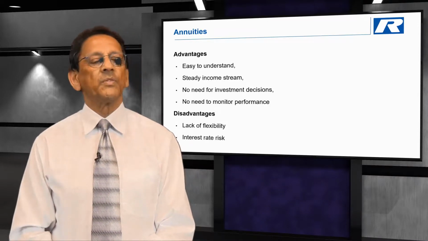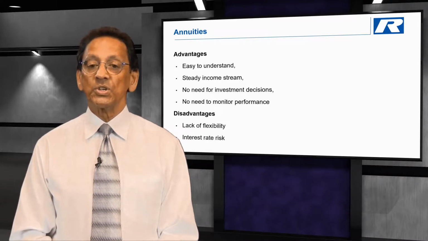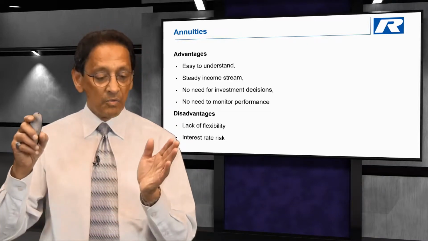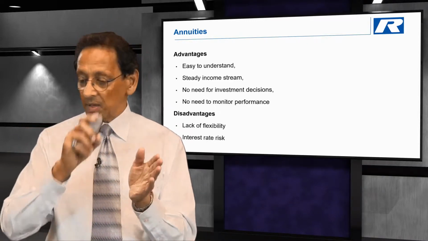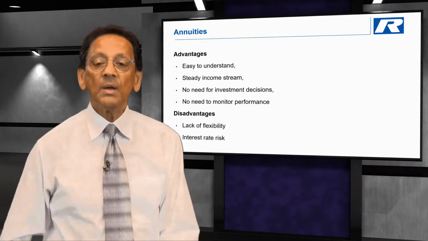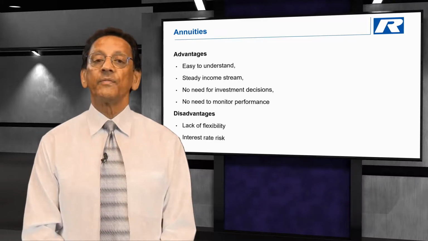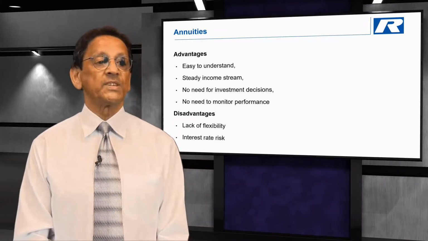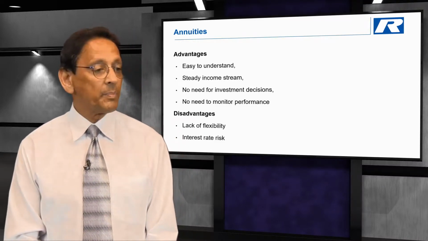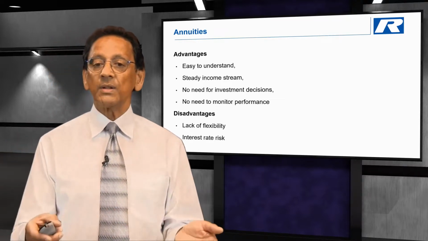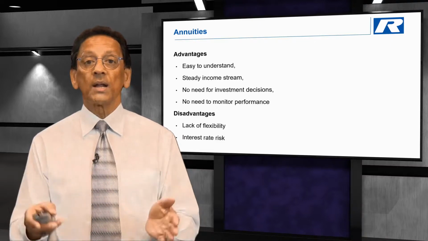They may take some of their retirement funds and purchase a life annuity. So it gives them a set number of dollars religiously every month. They're going to continue to get that payment for the rest of their life. So they have a steady income stream. They don't have to worry about making any future investment decisions. They don't need to monitor how that annuity is performing. Everything is guaranteed and it's locked away.